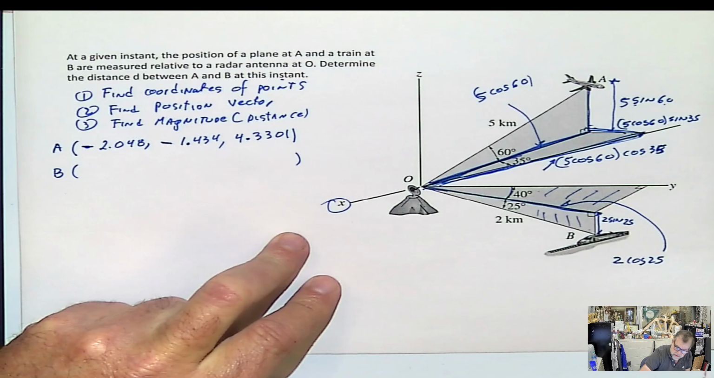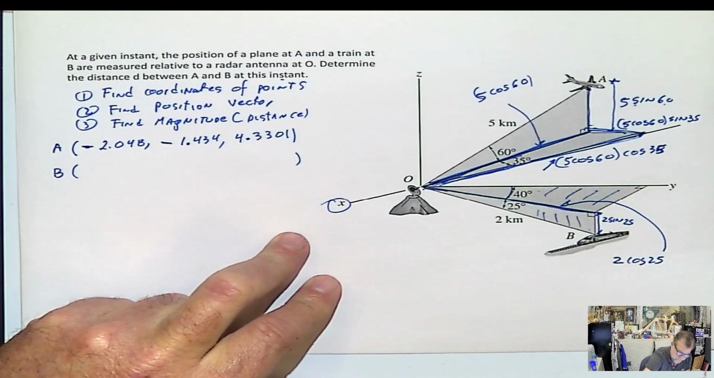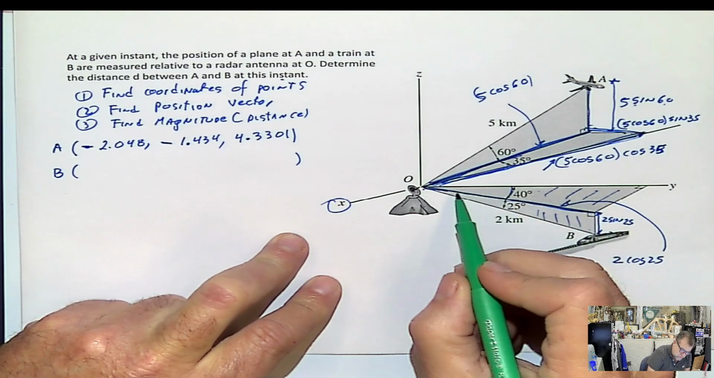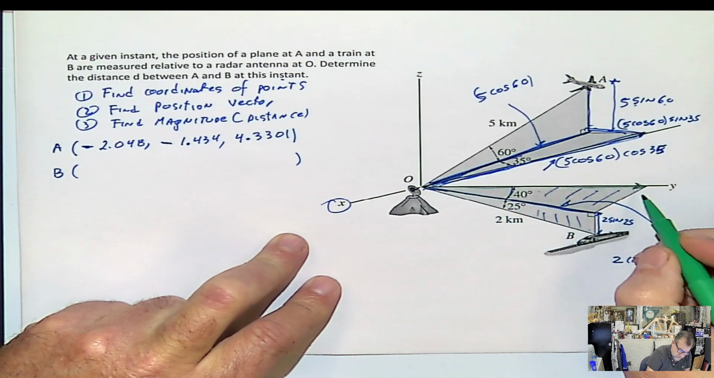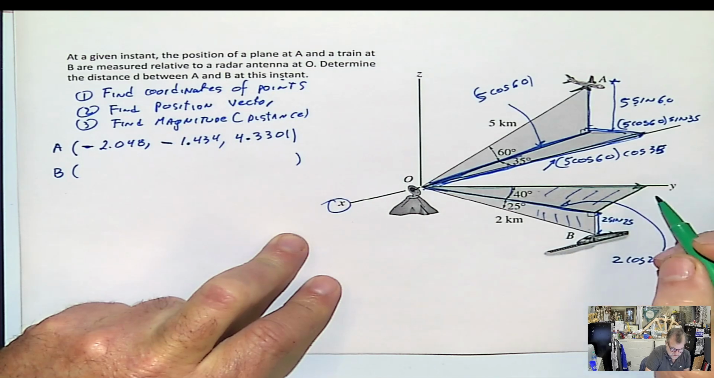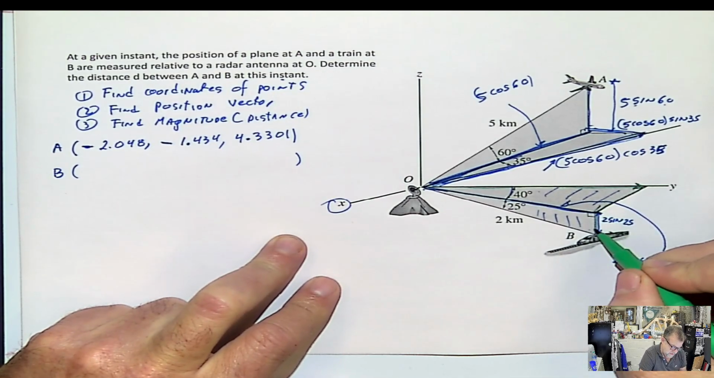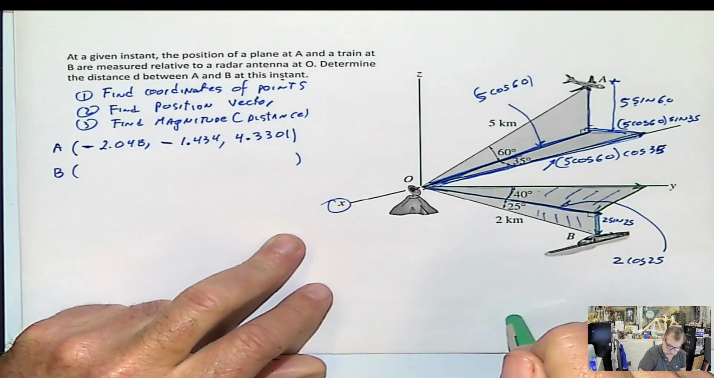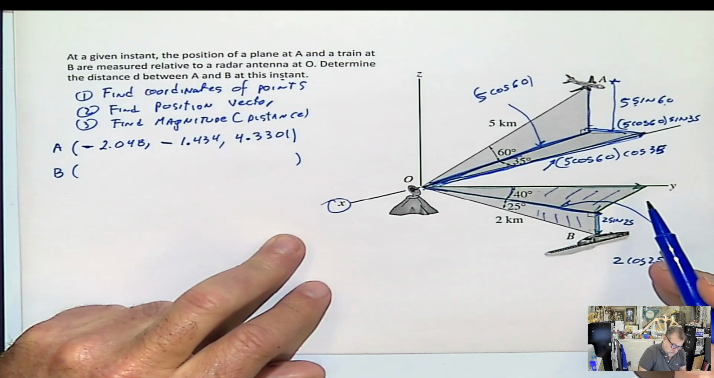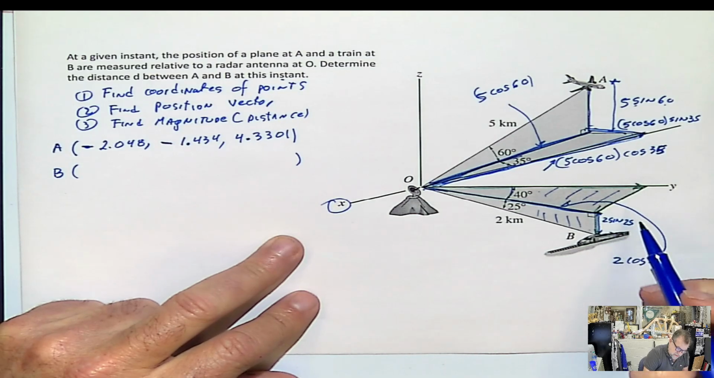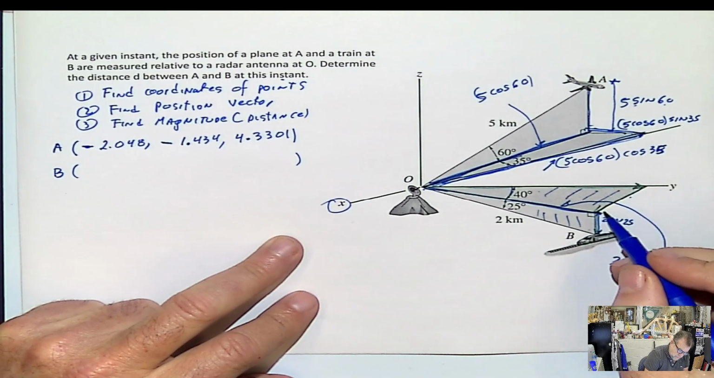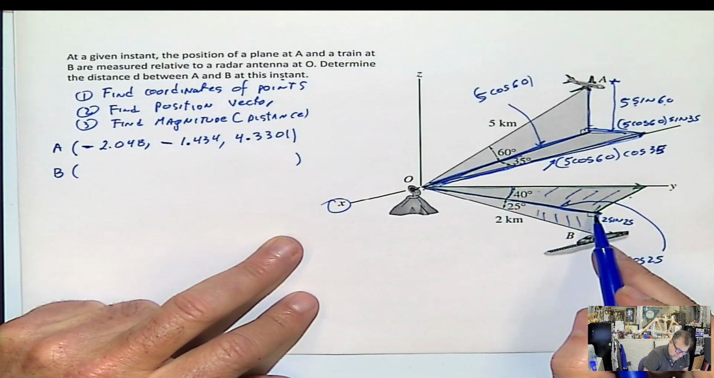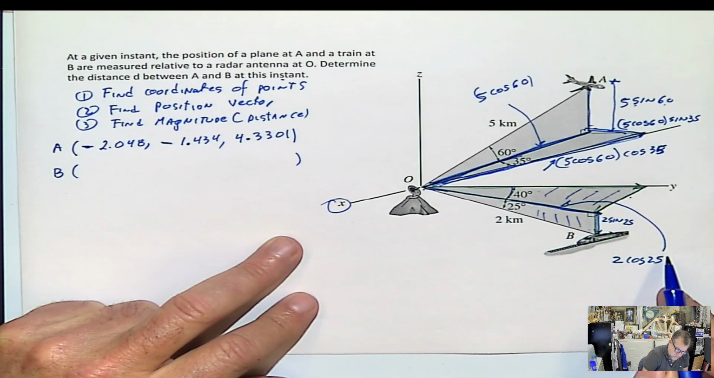The projection for this point, the coordinates will be this in Y, this in X, and this in Z. Those are the coordinates for that thing. So in the X direction is this one. It's opposite to 40. This line, I have to bring it to this side, this line. And this line is 2 cosine 25.